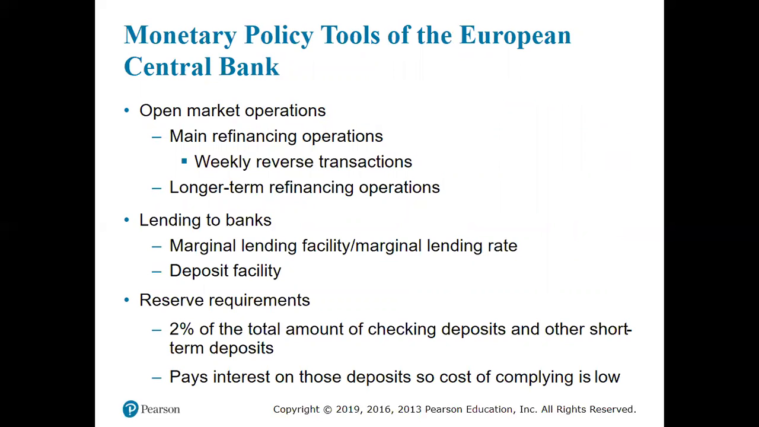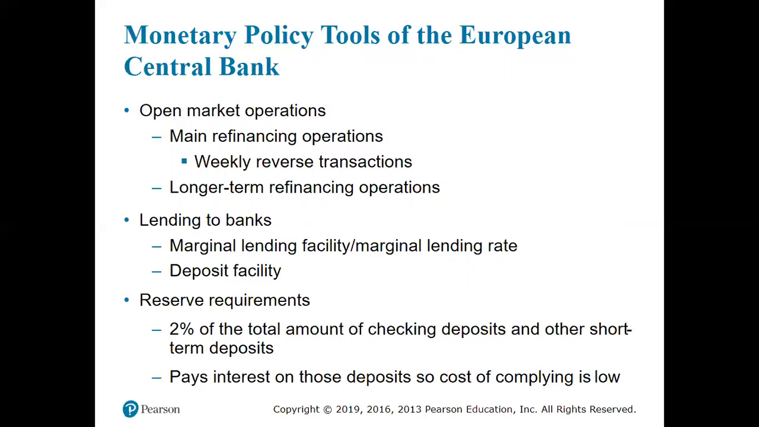The final slide of this chapter deals with the European Central Bank and some of the monetary policy tools it utilizes. And I will just tell you, I don't think I'm going to ask any questions dealing with the tools of the European Central Bank. I was just interested that you understood that a lot of the tools that the European Central Bank utilizes are very similar to what the Fed utilizes. Clearly, they utilize and have utilized open market operations.